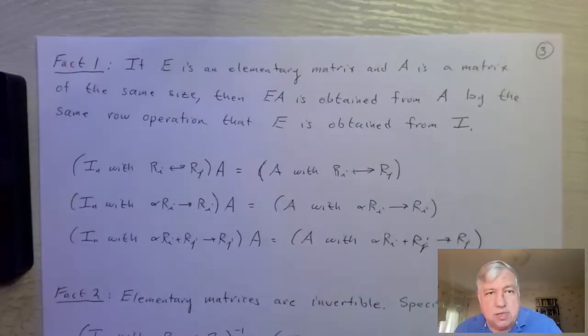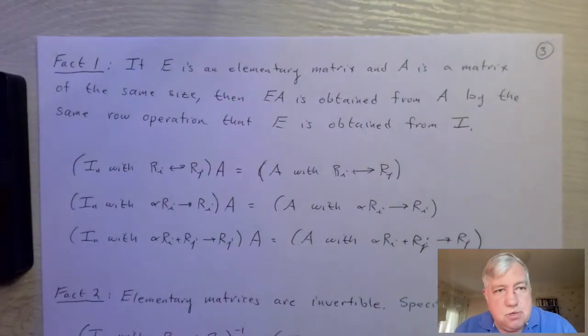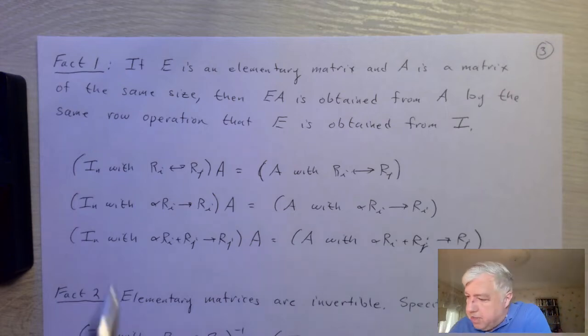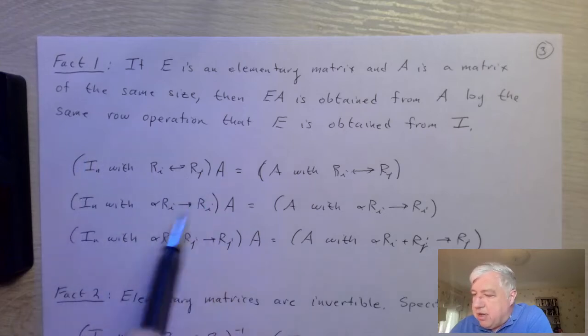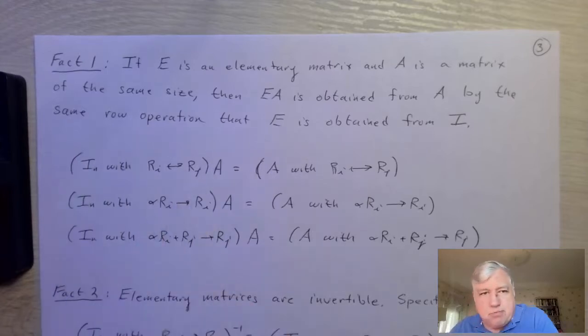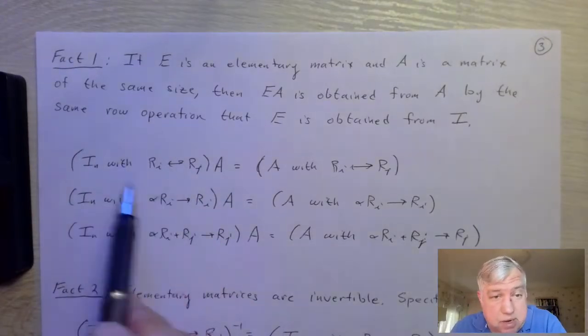that we've more or less discovered. So fact 1 says that if E is an elementary matrix and A is a matrix of the same size, then EA is obtained from A by the same row operation that E is obtained from I. That might seem like a mouthful, but if you understand the examples on the previous sheet, this is just what we're talking about.